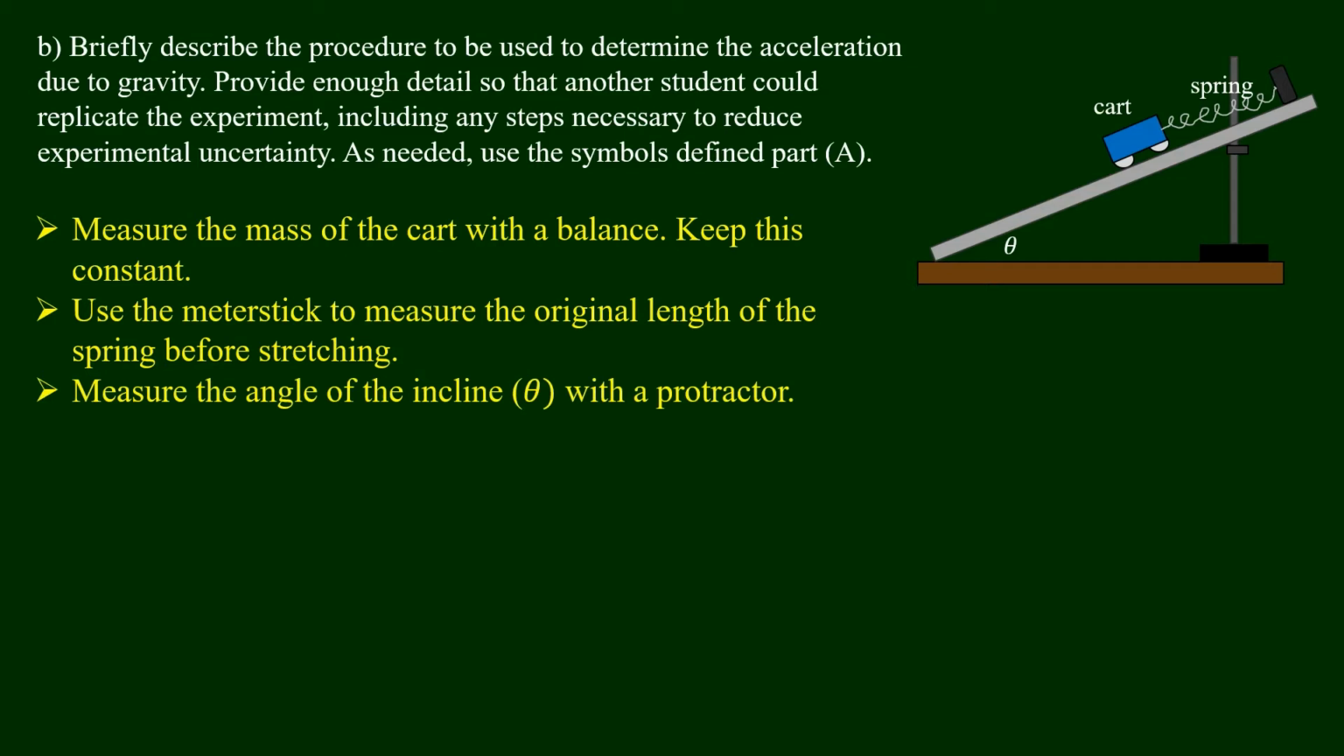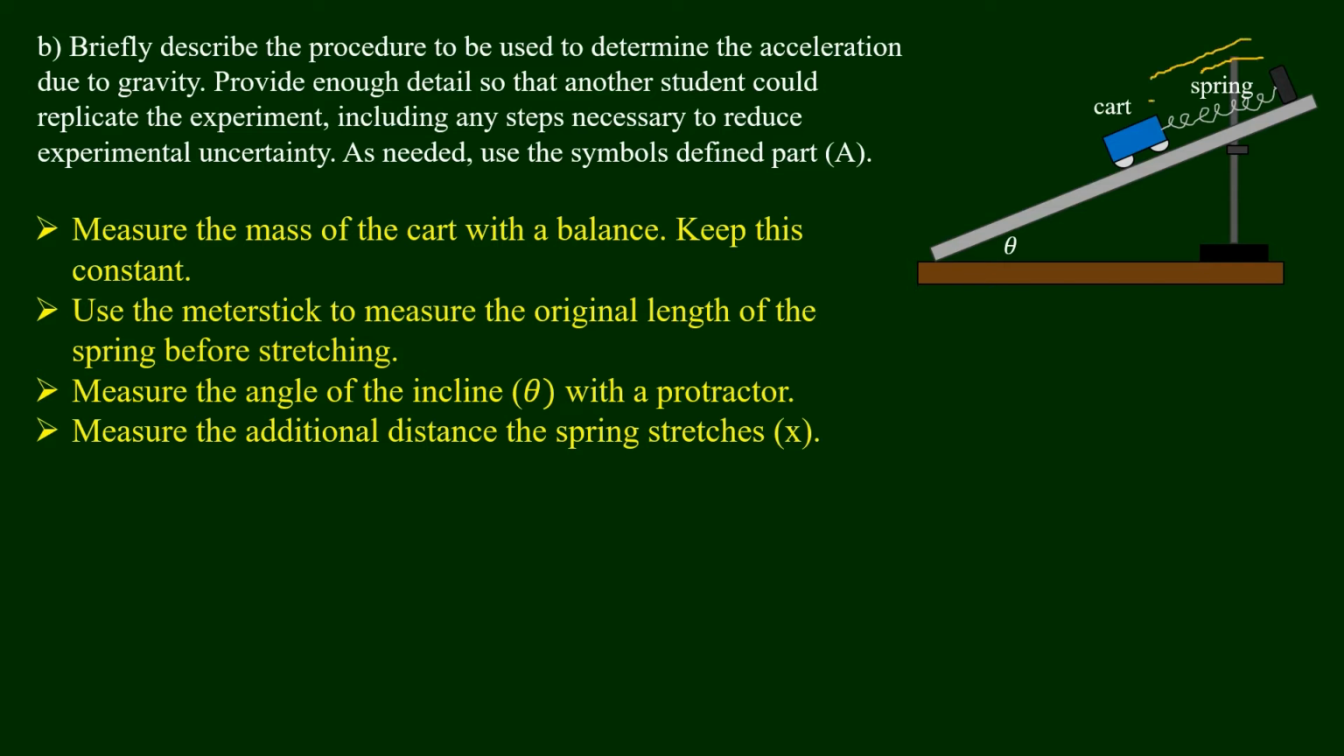And then the angle of the incline, we'll measure that. And then x, so that's the distance beyond equilibrium. So incline it to some angle, measure that angle, and then measure the corresponding how far the spring stretches. So let's say it was originally here, and now it stretches here. This is my variable x, the additional length beyond equilibrium.